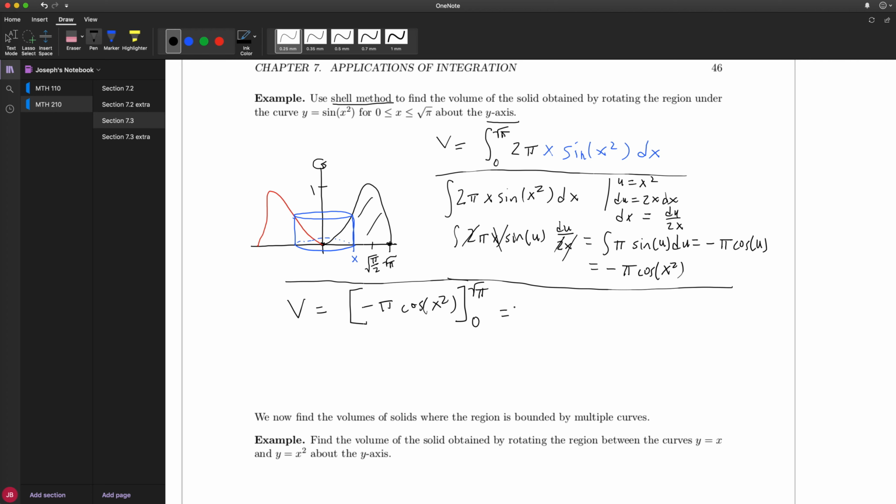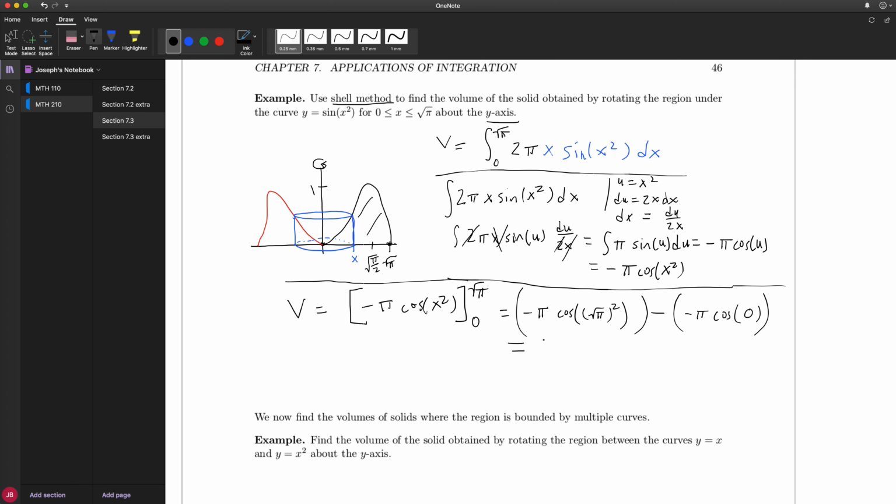So plugging in root pi, we get minus pi cos root pi squared, minus parentheses, plug in 0, minus pi cos. Okay, we get 0 squared here, but that's just cos of 0. Now this is not 0, class. This is cos of 0, which is 1. So we have a double negative, so that'll actually turn into a plus pi.